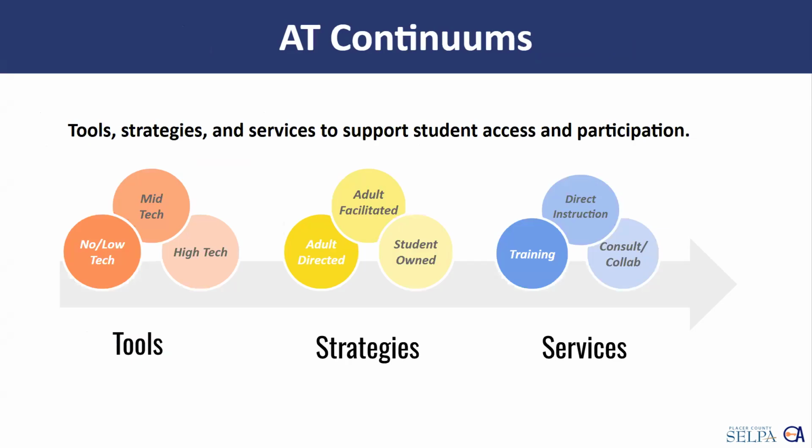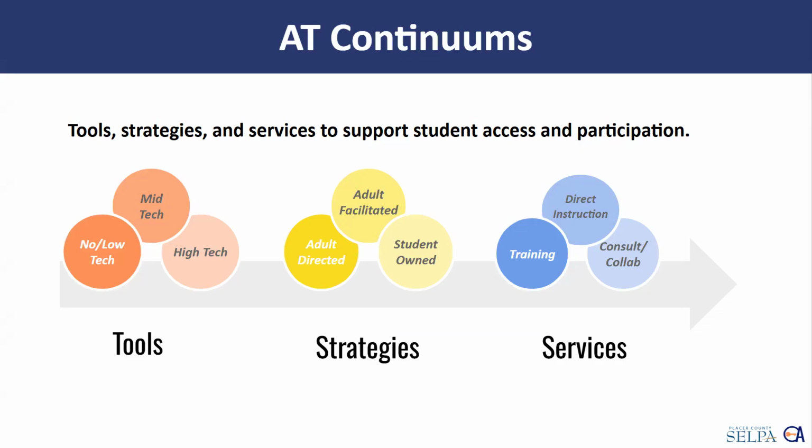Okay, so let's do a quick reminder of the AT continuum. When we talk about assistive technology, you'll often hear the idea of the AT continuum, right? Many times that just describes the level of tools: no or low tech, mid tech, and high tech. For this session, we're thinking about the continuum a little bit more broadly. It's not just about the tools themselves, but also the strategies, the modeling, and the support that make these tools usable for our students. And this is especially important when we think about learner agency.